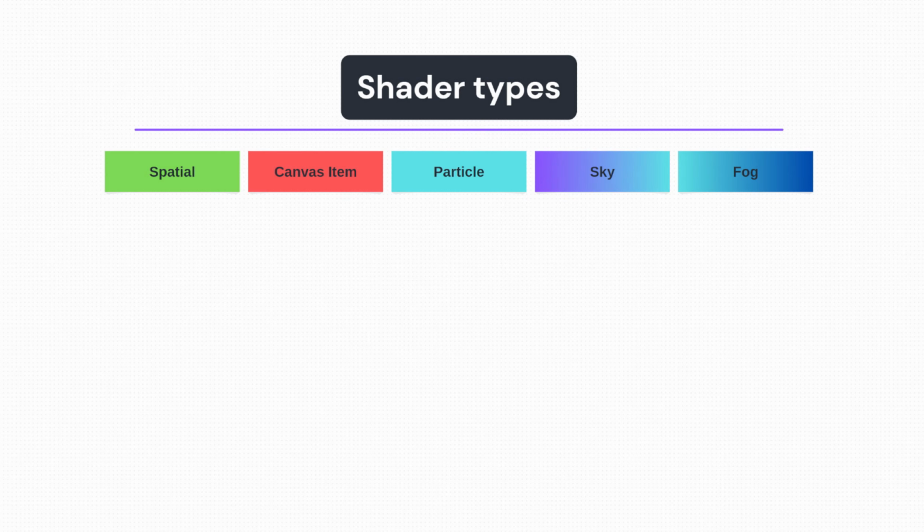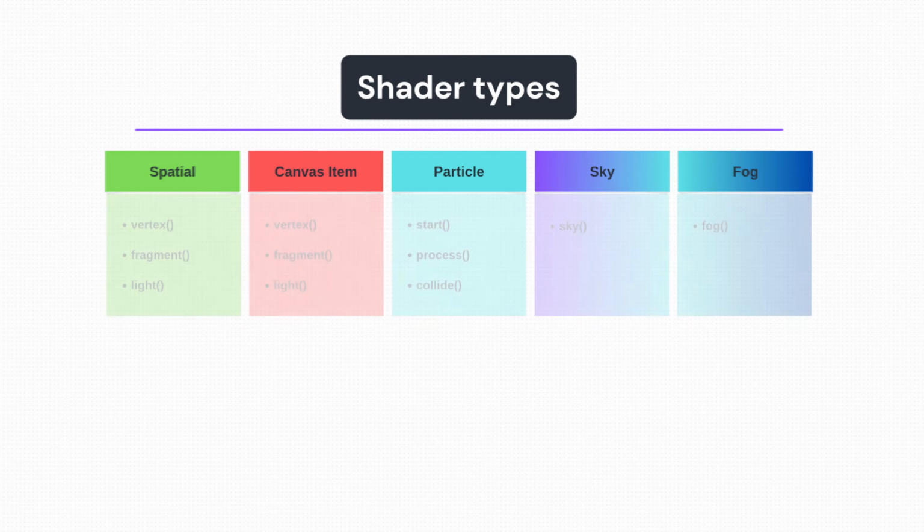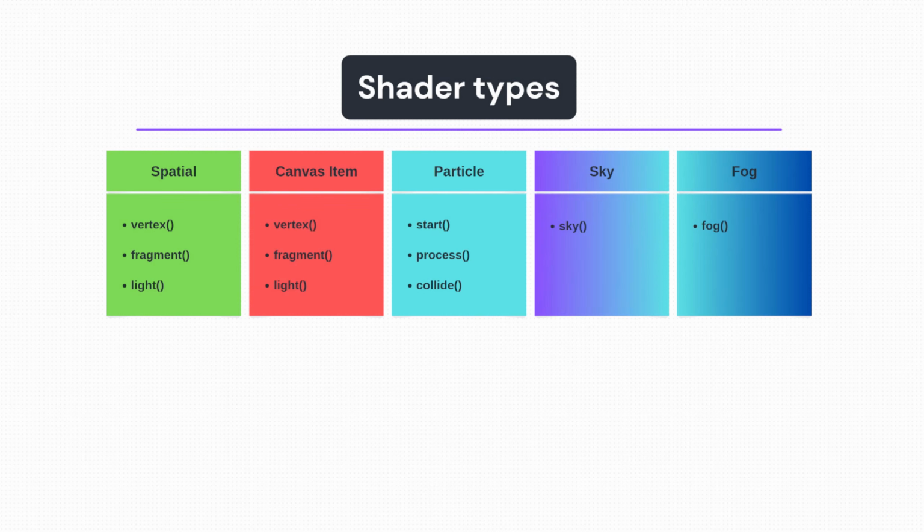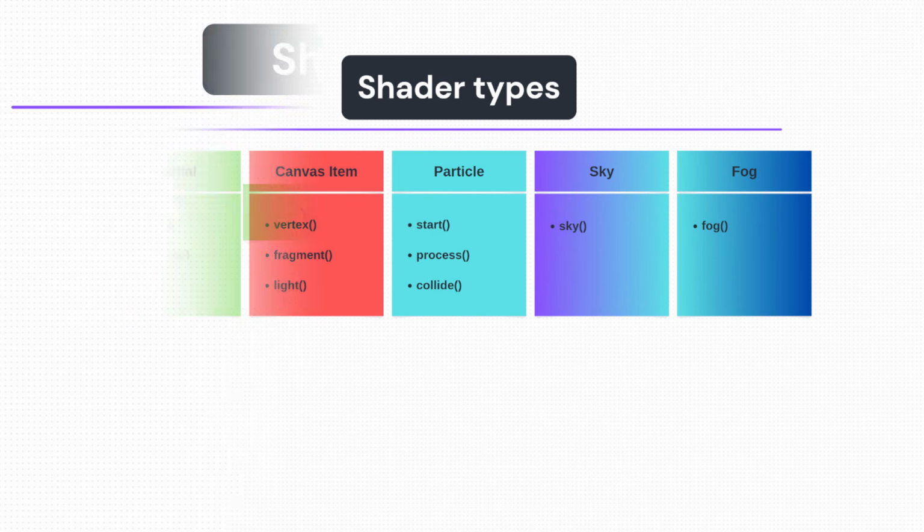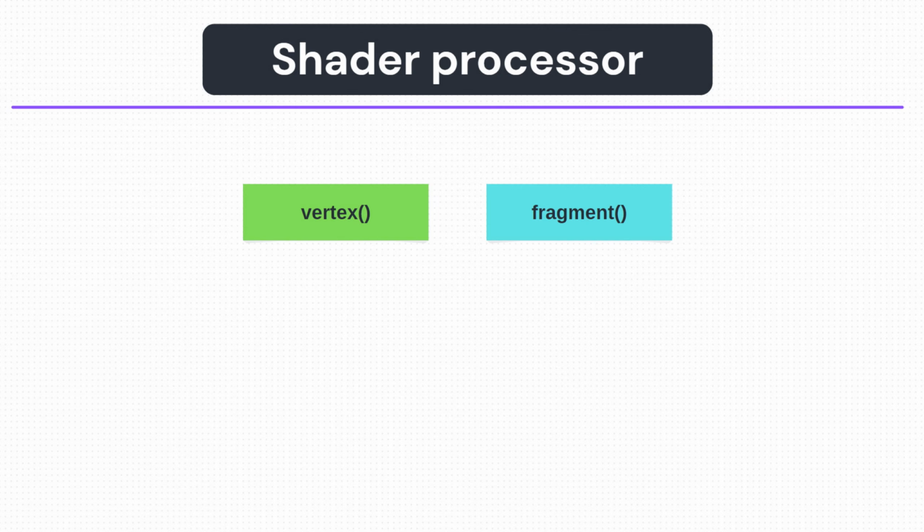In each shader type, there will be processor functions. In Godot, there are several processors, but we are going to talk about the 2 most common ones which will be present in almost all game engines: Vertex processor and Fragment processor.